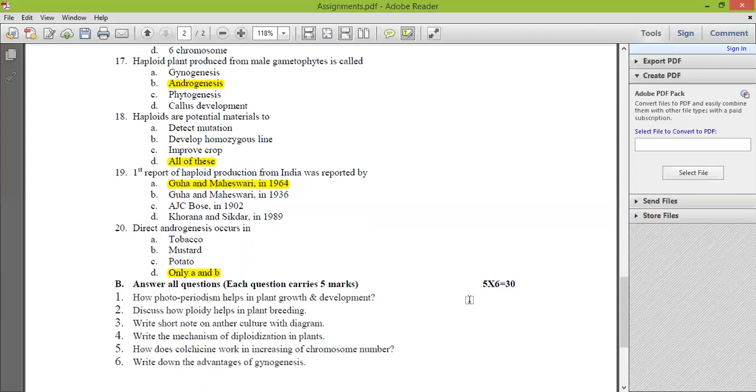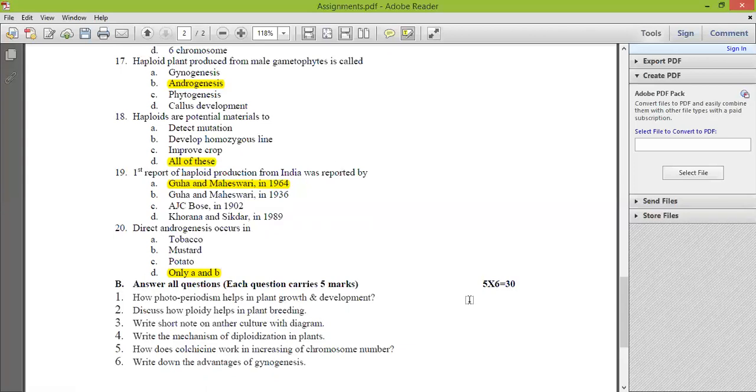Some of you have written about nullisomic effects, also some aberration. Obviously, chromosomal ploidy change is an example of aberration, but that doesn't mean it has some destructive effect on the plants. You have to write about the beneficial effects. So basically you can mention here the hybrid vigor.